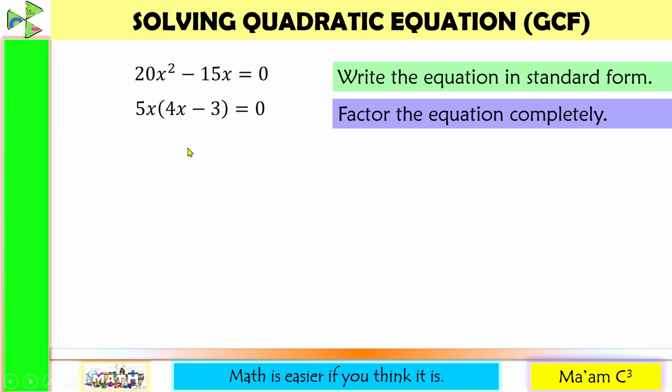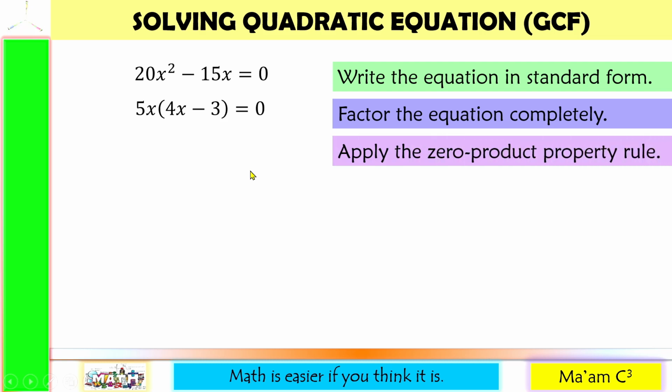Now, how did we arrive with 4x? 20x squared divided by 5x. 20 divided by 5 is 4. X squared divided by x, you still have 1x. This one, negative 15x divided by 5x. 15 divided by 5 is 3. Then x will simply cancel out.